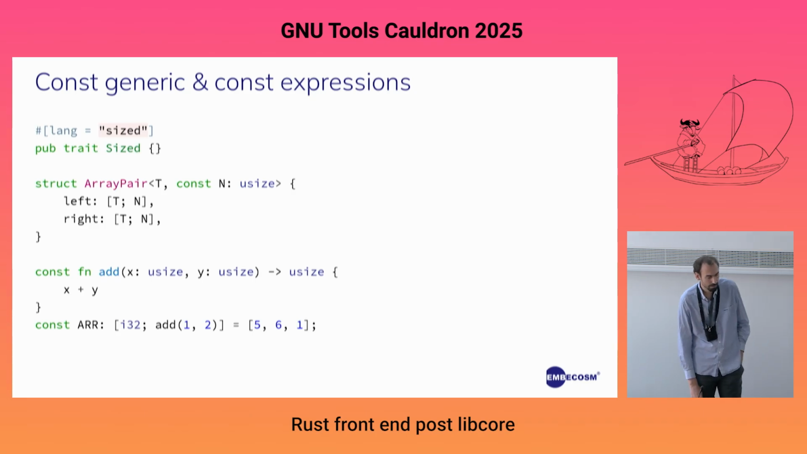So I've put an example about what we currently support. That work was done by Philip in the previous year. We now support const generics over arrays as well as some const functions to process, let's say, the size of an array at compile time.